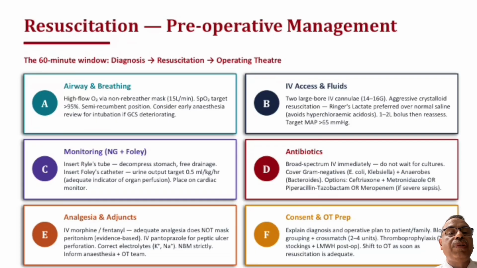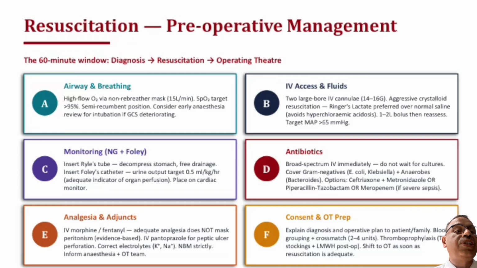The first and foremost is we would do an ABCD as done in most of the patients. First, we would maintain an airway and breathing. So give high flow oxygen via non-rebreather mask at the rate of 15 liters per minute. Target SpO2 should be more than 95%. Patient should be placed in a semi-recumbent position. Consider early anesthesia review for intubation if the general condition is deteriorating, GCS is deteriorating. Secure an IV access, which is most important, and start IV fluids. Two large bore IV cannulas, size 14 to 16G, should be secured.